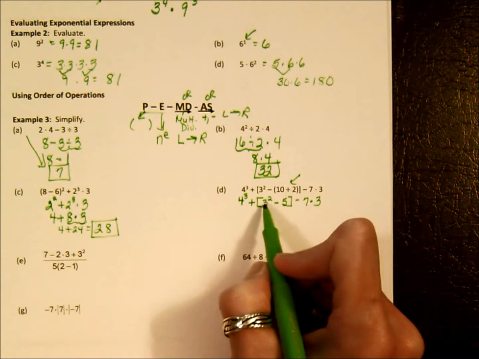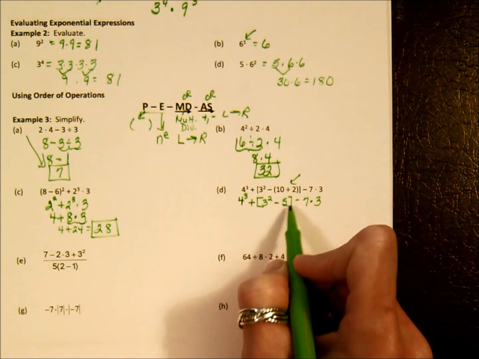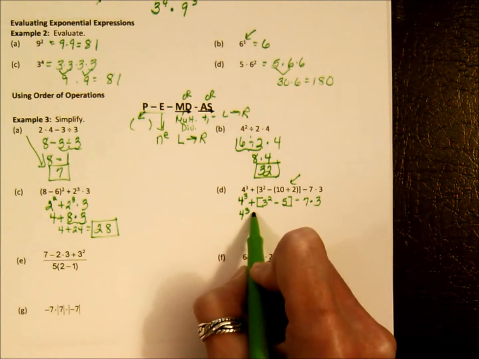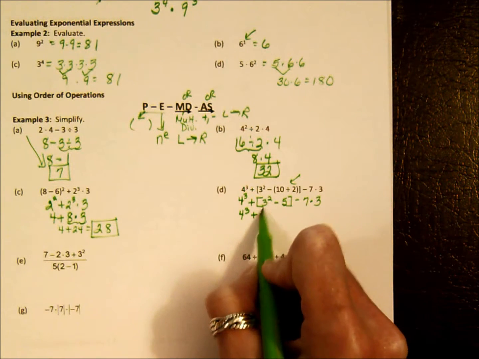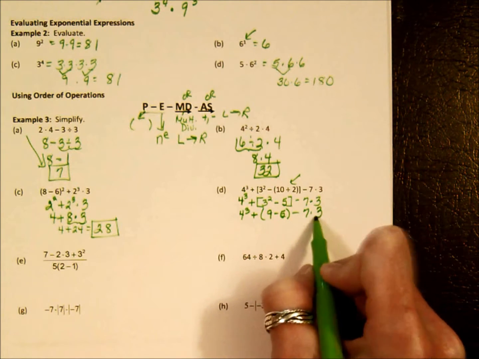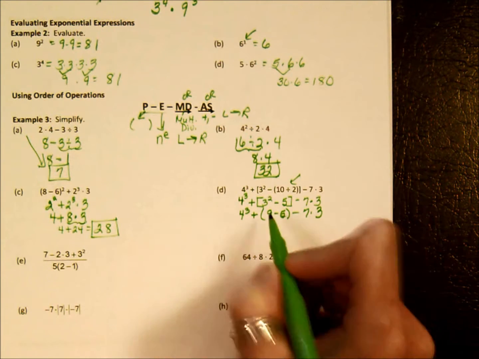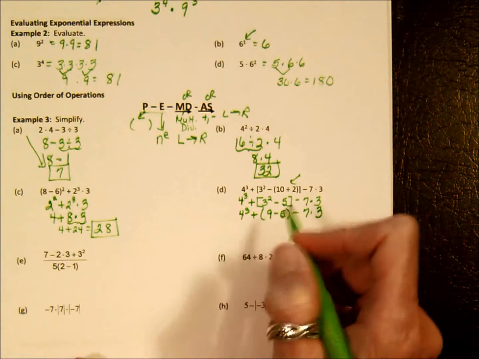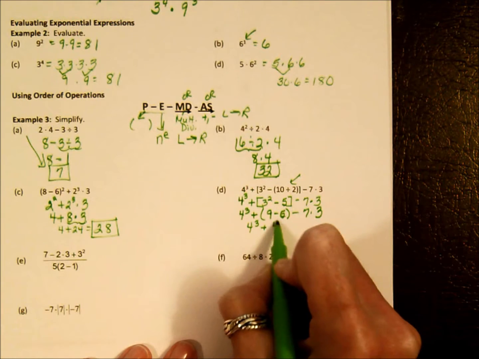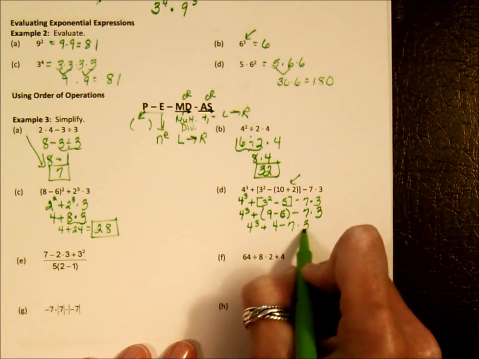Now I'm going to, still working in the brackets because they work like parentheses, I'm going to square. So 4 cubed plus 3 times 3 is 9 minus 5 minus 7 times 3. I still only did one thing. Now we're going to do the 9 minus 5. So 4 cubed plus 9 minus 5 is 4 minus 7 times 3.